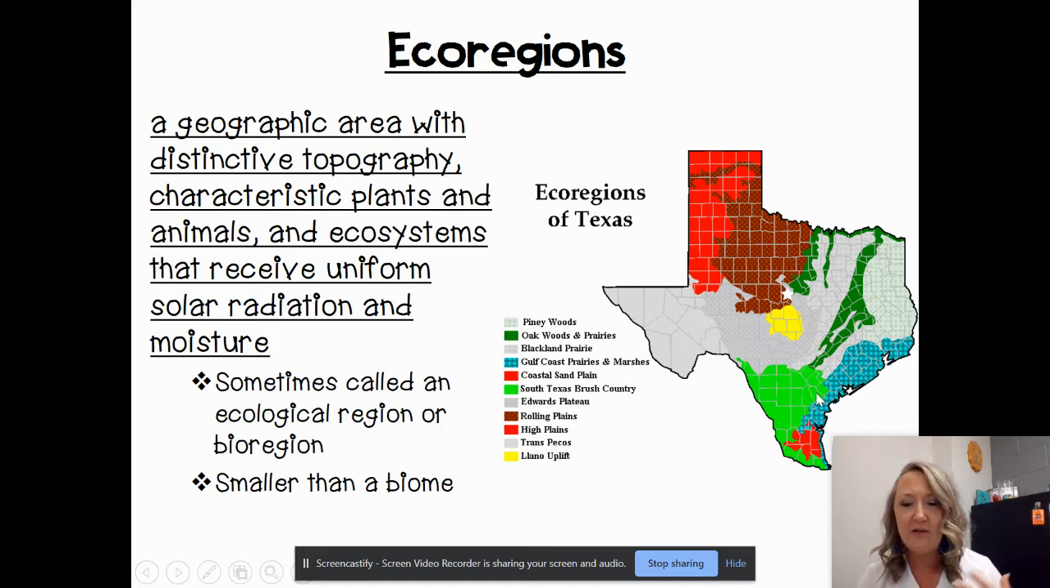So we've got a lot of different types of environments that are smaller than a biome, but we're going to talk about them kind of like biomes, right? They have particular types of plants and animal life that are supported by the weather and sunlight and moisture that they receive.